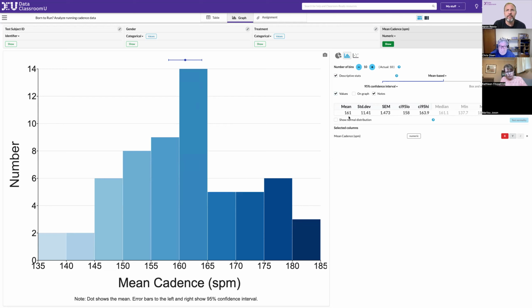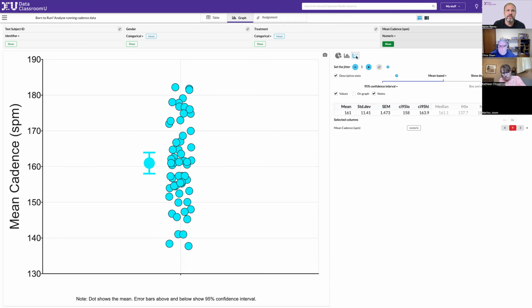But I'm going to go back to dot and line based graphs. So I'm over here at the control panel at the right. I really like to look at data this way until I have a very good handle on what's going on, because I can see every individual data point. So it just gives me a really good idea of what the data are. So right now I'm just looking at running cadence.